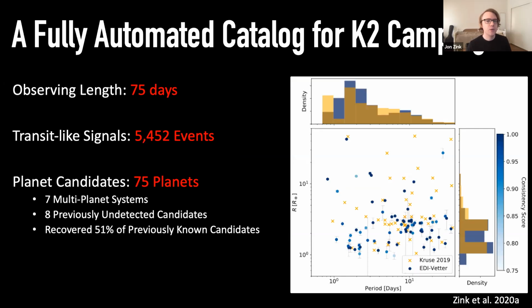And what we were able to do is create a completely uniformly vetted sample of planets containing 75 planets. 7 of them are multi-planet systems and 8 were previously undetected. And we recovered over half of the known planets in the K2 C5 sample. You may be wondering, that seems kind of low, but you have to remember K2 has a lot of unique systematic issues. So this kind of recovery, this 51%, we're quite happy with, although it's not near 100, but we can account for that, and that's really important.